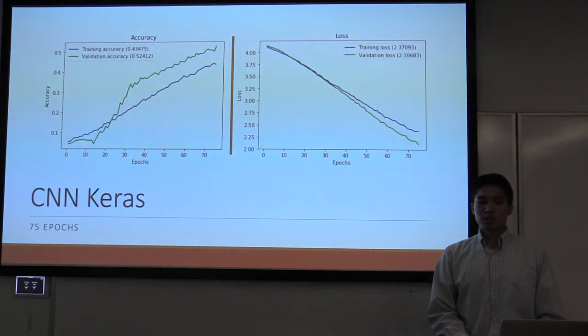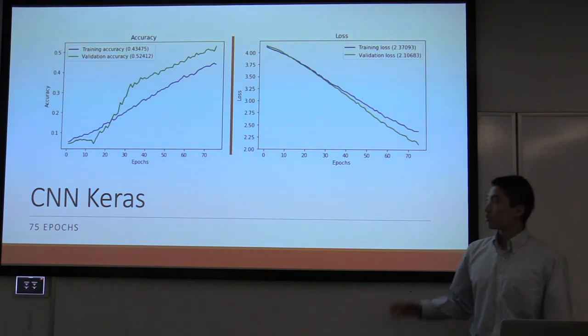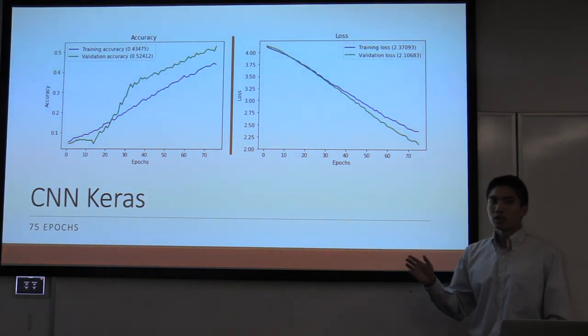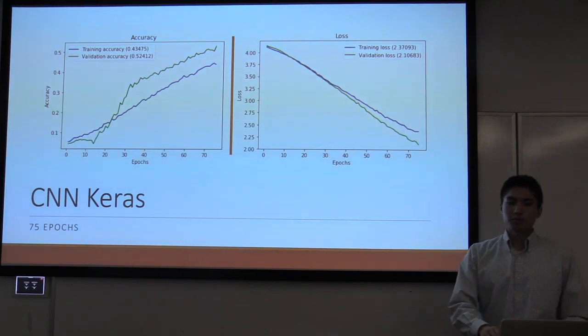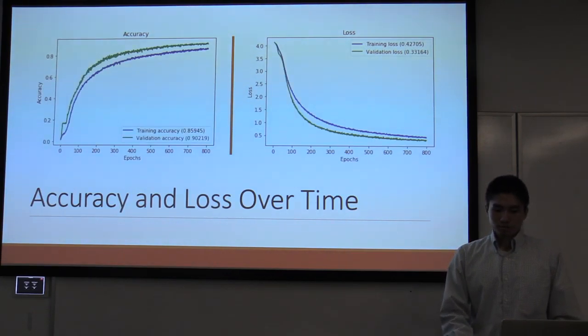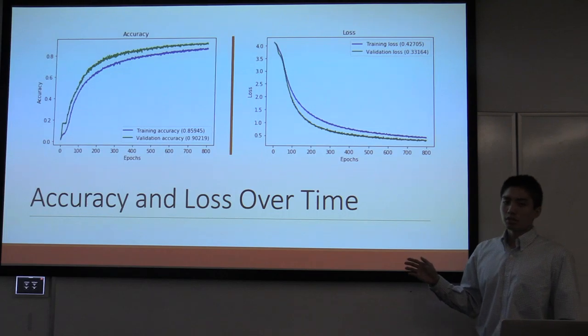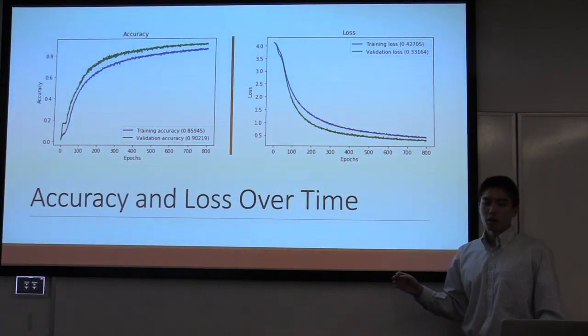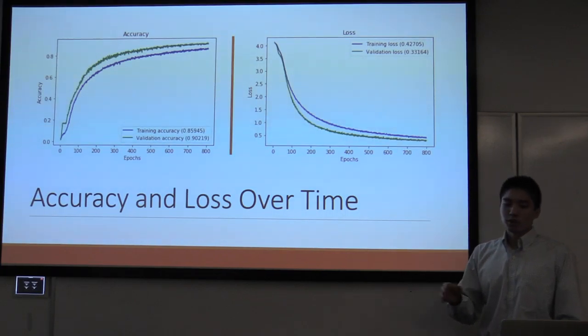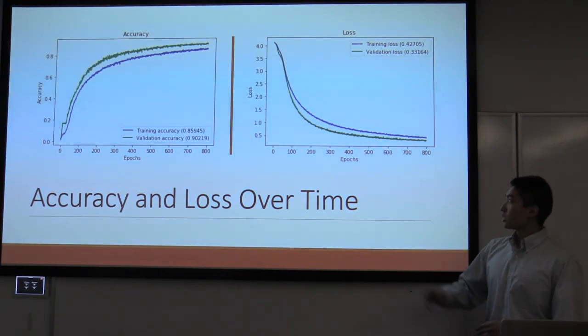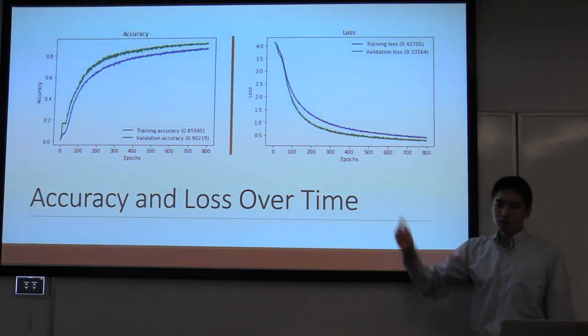This is my first CNN. After training it for 75 epochs on 24 images each time, I reached an accuracy of 0.43. Using an Amazon server, I trained it for 800 epochs on 32 images each time. The accuracy increases to 0.85. Loss and accuracy appear to level off after 600.